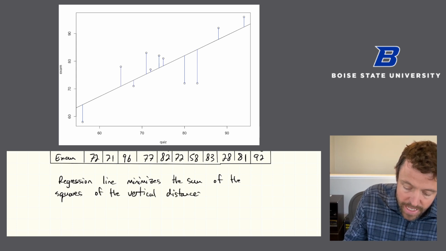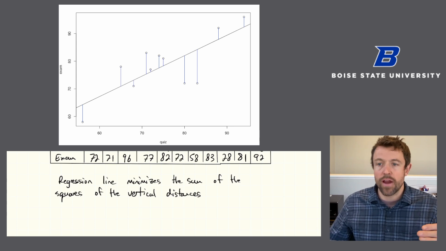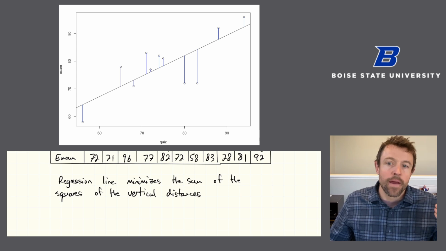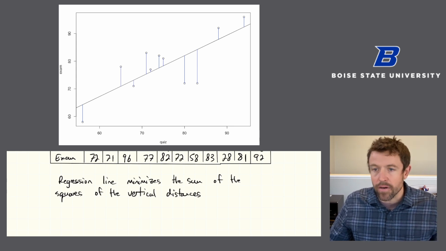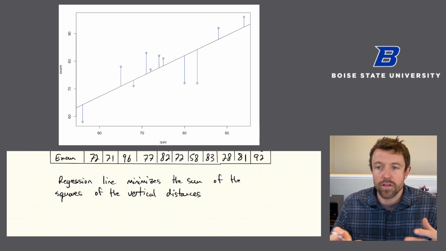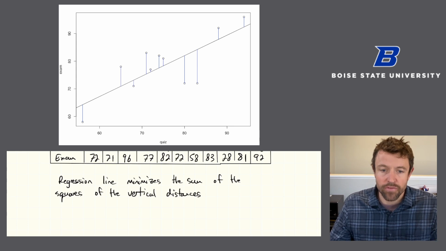So what I'm saying is that I could draw lots of other lines on this graph, but for all those other lines, when I measured the vertical distances to the actual data points, squared those things and added them up, I would get something bigger than this line. So in some sense, this is the line of best fit. It's the closest line, and this is the regression line.